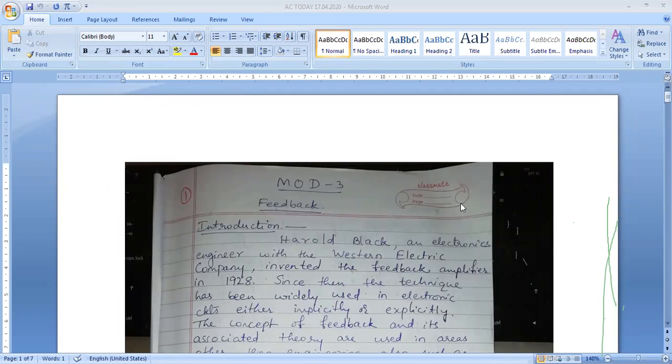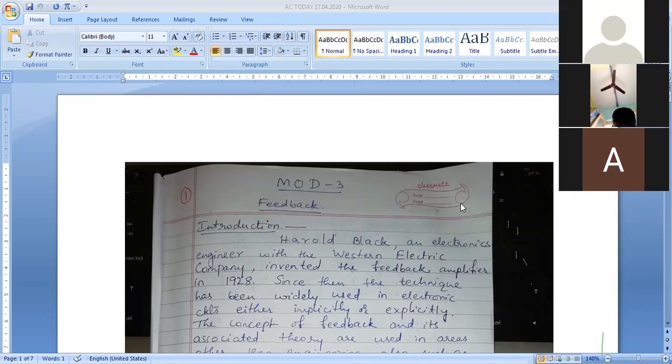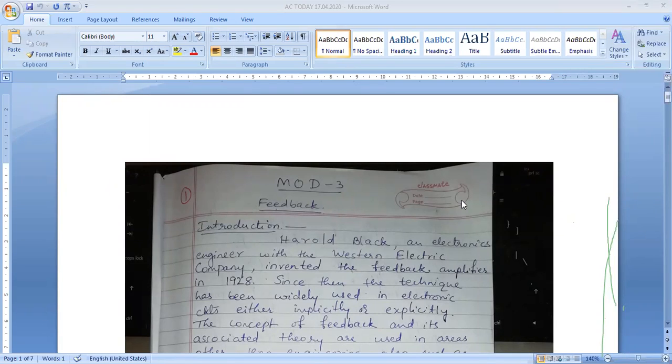So in the last class I completed module 5, okay. So today I am starting with a new module, that is module 3, and it is feedback amplifiers using BJTs, correct? So that thing I am going to cover. In module 3, the first topic is feedback amplifier and the properties of feedback amplifier.